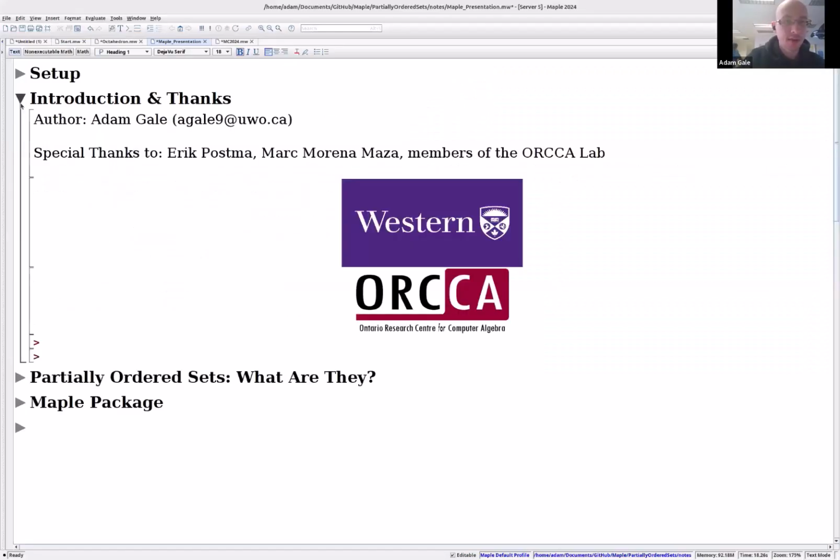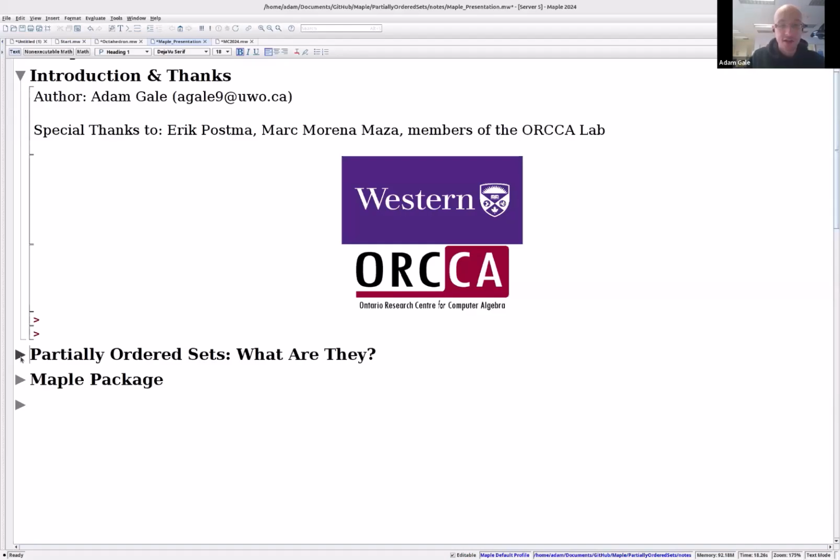Okay, all right. So my name is Adam Gale. I am a third-year student at University of Western Ontario. So this is a Maple package specifically designed to handle partially ordered sets. I'd like to give some special thanks to Eric Postma for helping both teaching us to code in Maple and contributing a lot of the code for this. I'd like to thank Professor Marc Moreno Maza, who spearheaded the project, and the other members of the Orca Lab who also contributed.